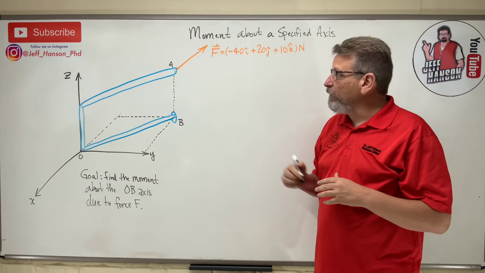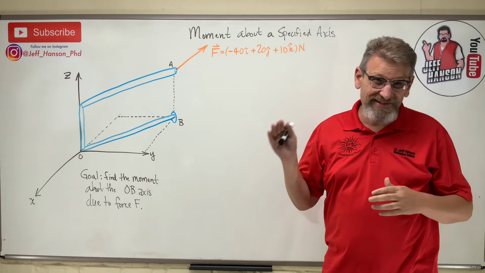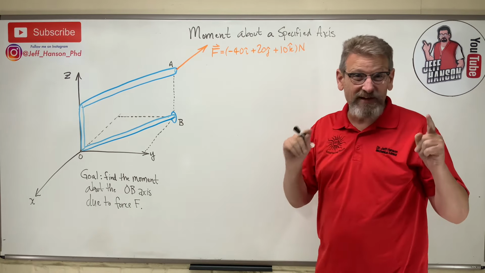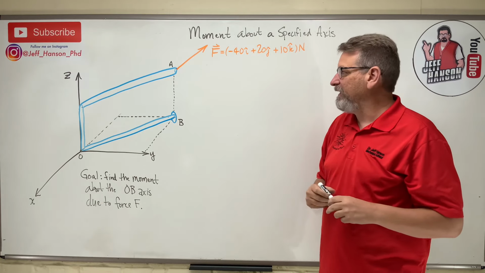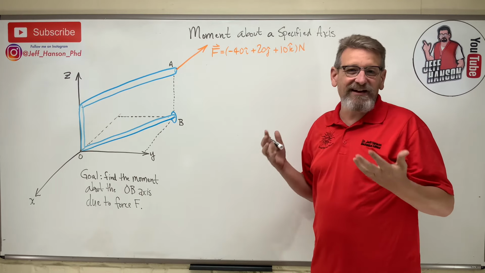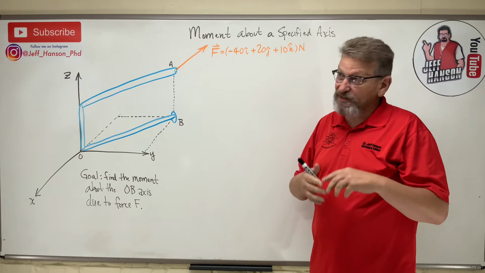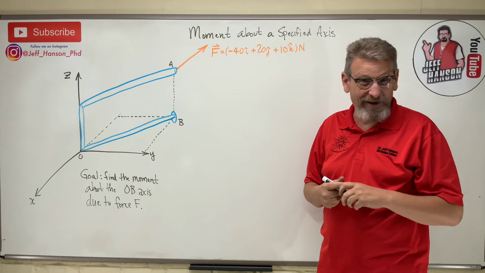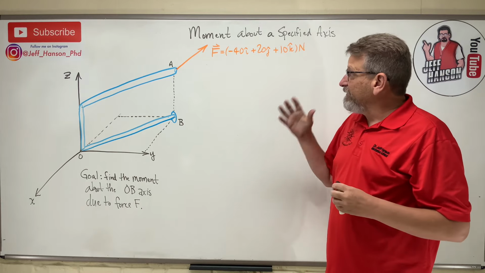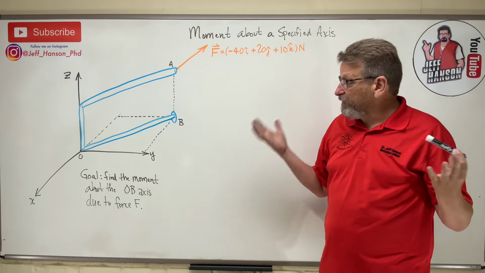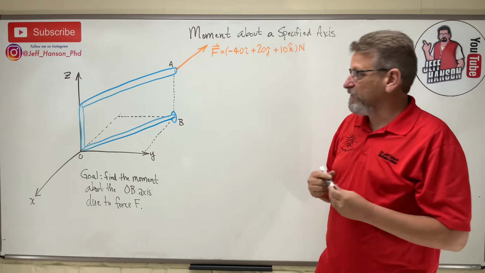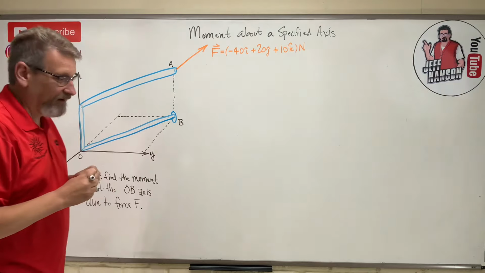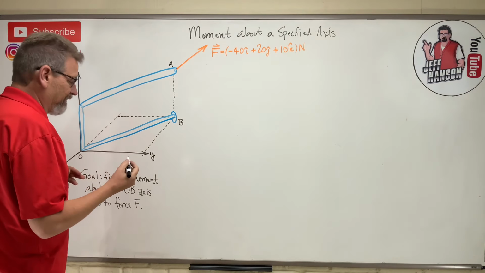We're back again. Today we're talking about moment about a specified axis. Or, as I like to call this, moment about a wacky axis, okay? What that means is this is not an axis like X, Y, or Z. It's some kind of other wacky axis that they want us to take the moment around. So there's a new equation today for the moment about a wacky axis, or a specified axis, if you want to be very scientific, but I like the wacky axis.